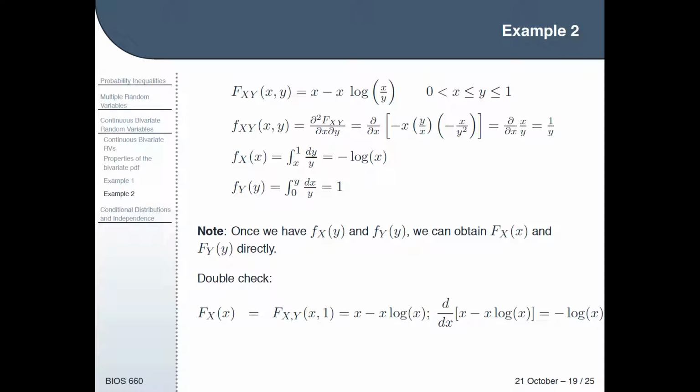So given this joint CDF, how do we calculate the marginal CDF? Well, once again, you would plug in infinity for y, or in this case, we plug in 1, because 1 is the maximum possible value of y. So the marginal CDF with respect to x equals the joint CDF evaluated at x comma 1, which is of course equal to x minus x log x.